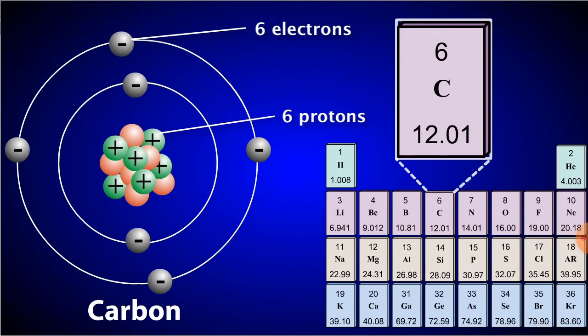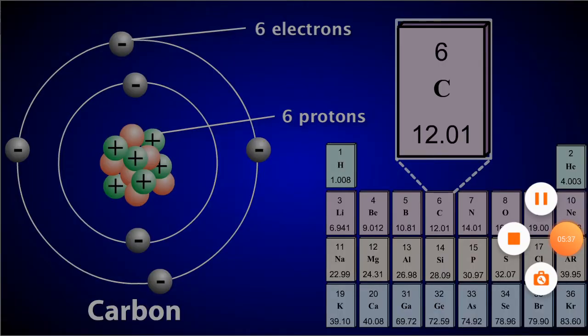For now, just memorize and put in your mind that the atomic number is the number of the protons, and we can also know from it the number of electrons in the neutral atom. This is for the atomic number.